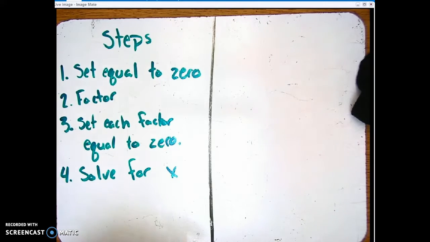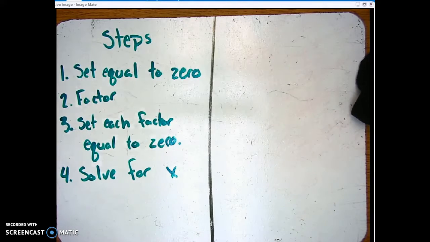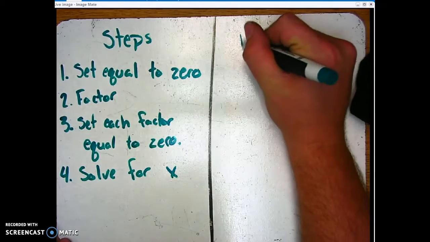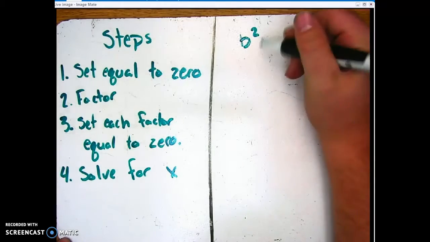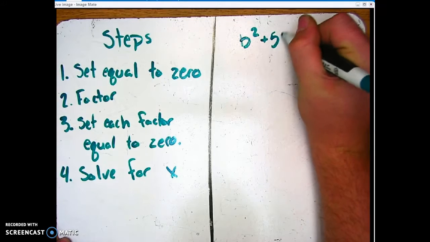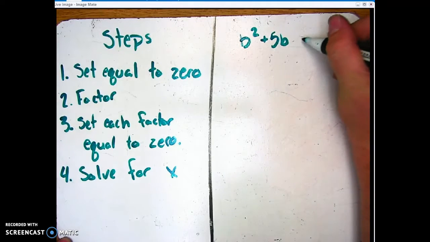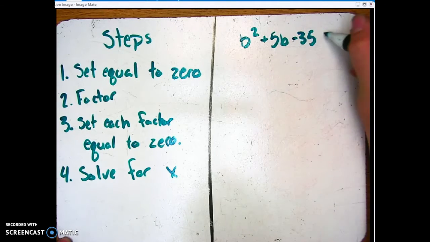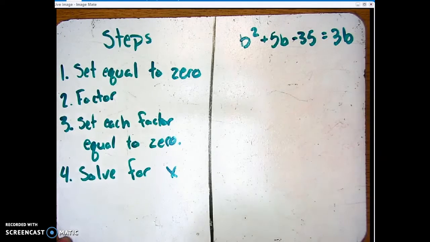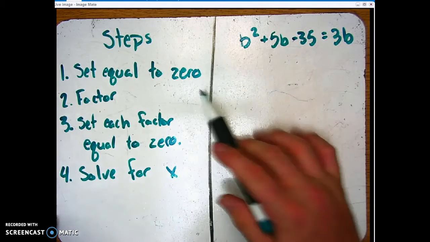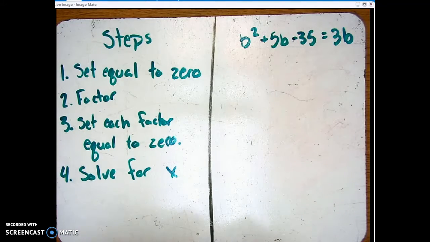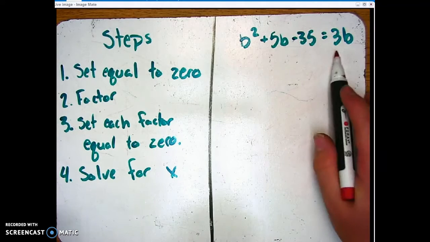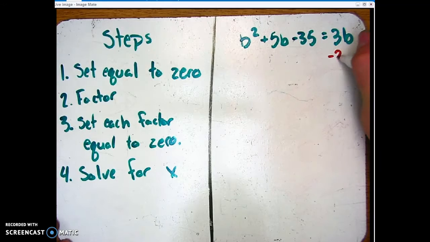So now, let's say we have something a little bit more complicated. b squared plus 5b minus 35 equals 3b. So again, we look at this and we say, is this equal to 0? No, it's not. So what has to move? 3b has to move. So we subtract that.